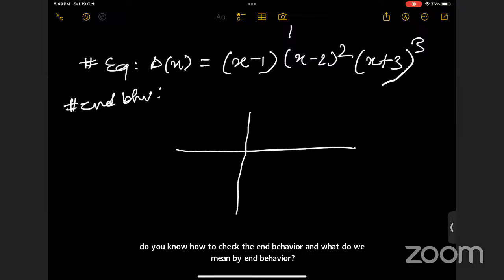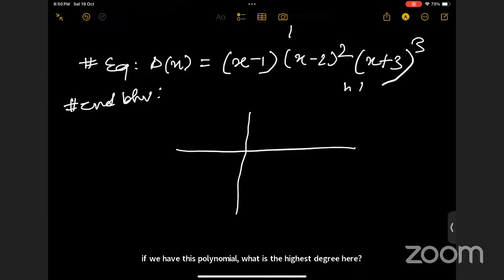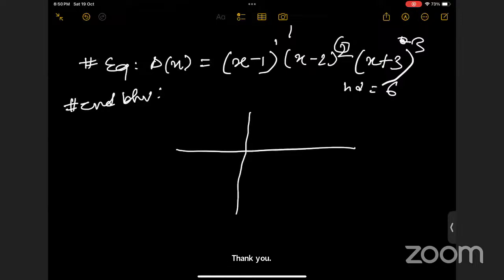Highest degree of this. Okay, so it depends on the highest degree. So if we have this polynomial, what is the highest degree here? Correct, the highest degree is 6, because we have to multiply all the terms, then we can get the highest degree, right? So from here we will get 3, from here we will get 2, and then 1. So all over the highest degree is 6, right?